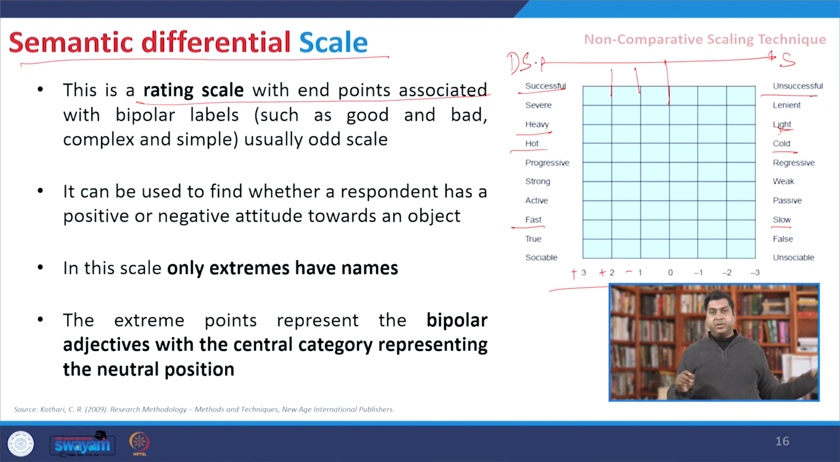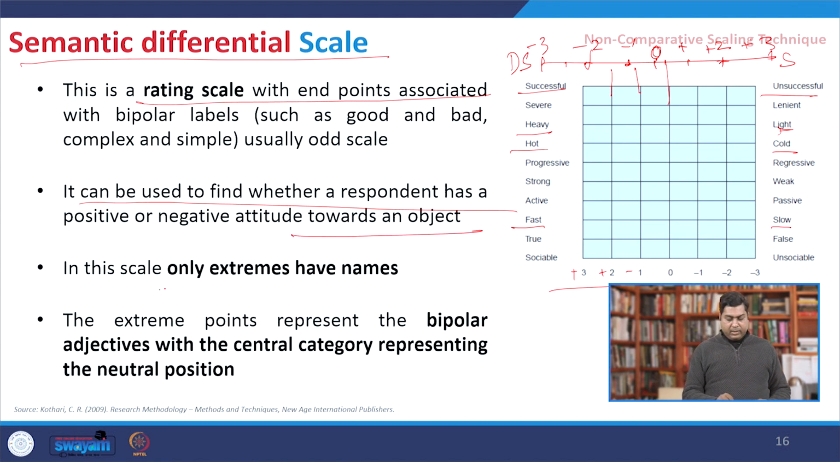Unlike the previous case where we defined each of the agreement levels, in this particular case we are not giving anything. There is a neutral value, equally distributed in both ranges, so I can give the value anywhere which is prescribed. Suppose it is -3, -2, -1, +1, +2, and +3. I can select it. It can be used to find whether a respondent has a positive or negative attitude towards that object.